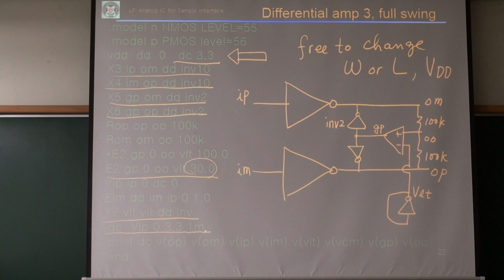What's this thing? VIP is there. VIP is what I am sweeping. Where is my input? Oh yeah, here. So I am doing the same thing, right? This IP is VIP, and then this thing is connected to DD, and then VIP, right? That's a voltage controlled voltage source. DDIM output is IP0, right? IP0 with a gain of 1. Okay, question? No? Okay.